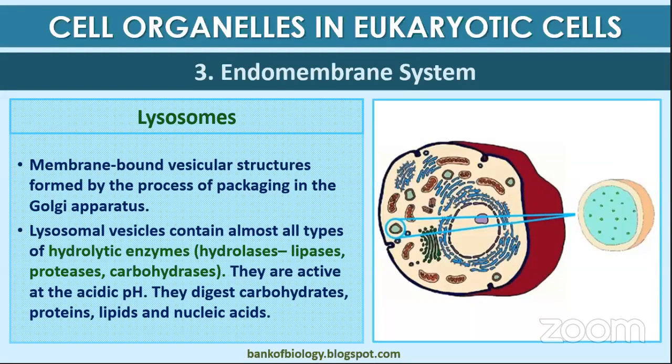Then lysosomes. Lysosomes are also called suicide bags of the cell. Lysosomes contain almost all types of hydrolytic enzymes, that is hydrolases, lipases, proteases, carbohydrases. They are active at acidic pH. They digest carbohydrates, lipids, proteins and nucleic acids. So remember this. This is very important.